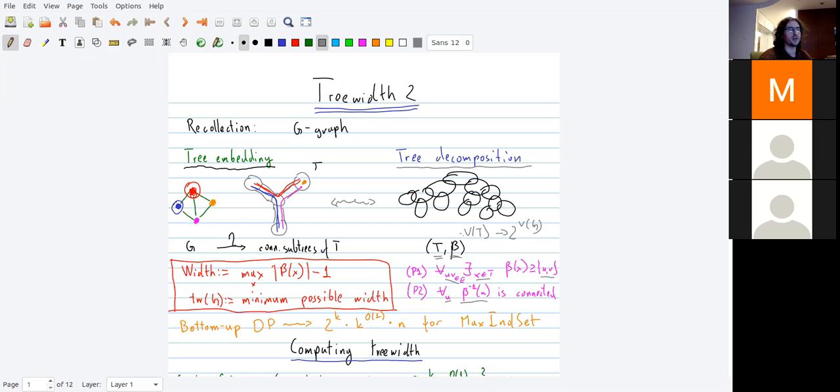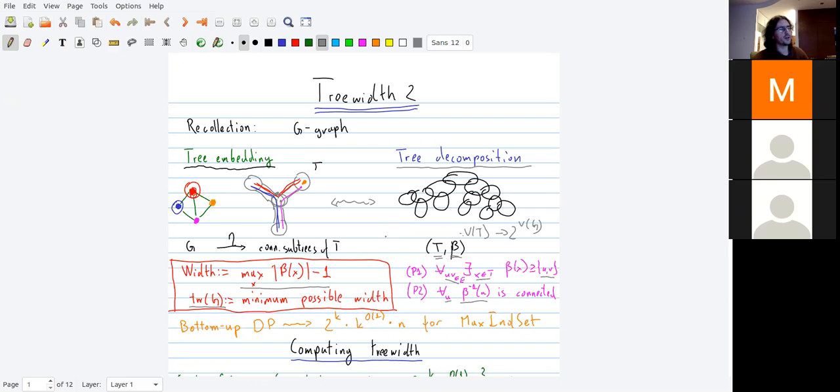And these two notions were equivalent in the sense that if you have a tree embedding, then you can create a bag function by looking at which subtrees contain a node of interest in my tree. And on the other hand, if I have a tree decomposition, I could always project it to a tree embedding by just assigning to every vertex of the graph the set of all the nodes whose bags contain this vertex. So then we define the width of a tree decomposition as the maximum bag size minus 1. And the treewidth of a graph is the minimum possible width of a tree decomposition.